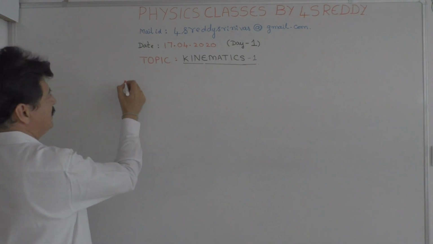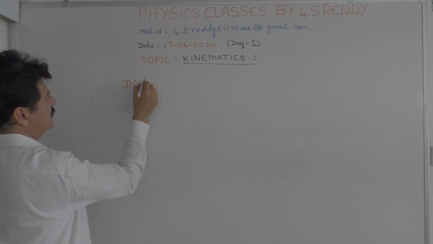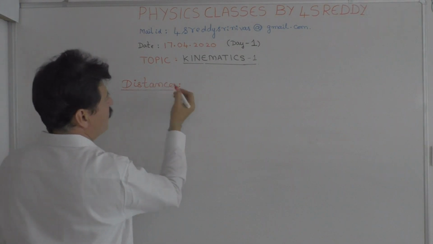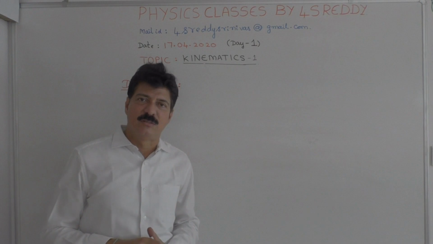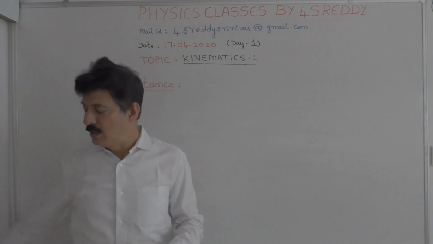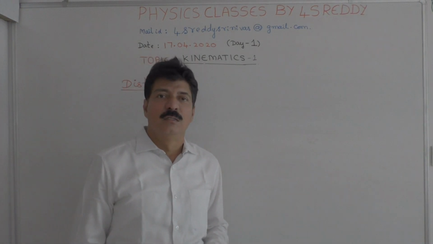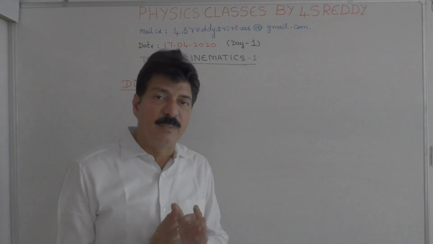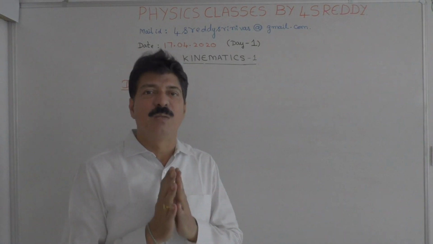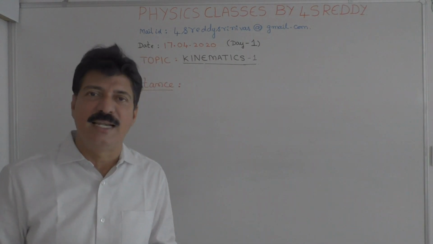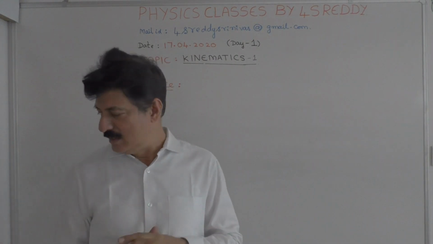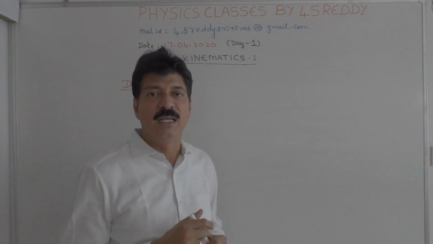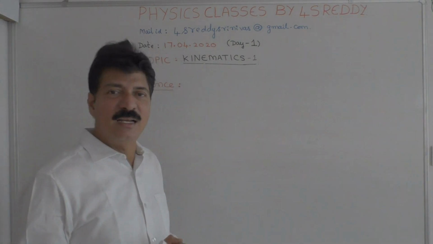Now the other term we first have to learn is distance. What do you mean by distance? Distance means the length of the path covered by the body from the initial point to the final point. It is generally denoted by a small letter d and is a scalar quantity.